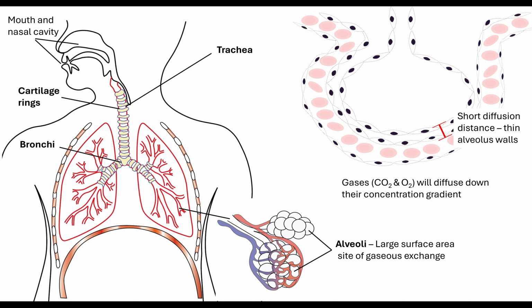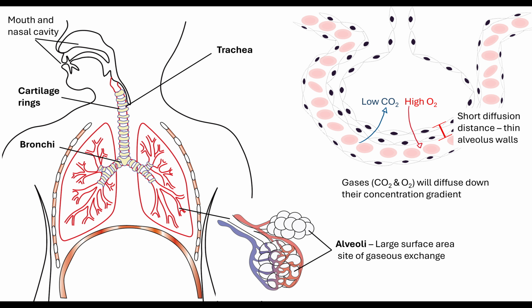Gases like carbon dioxide and oxygen are going to diffuse down their concentration gradient. So the high oxygen concentration will diffuse, the molecule will diffuse into the blood capillary down its concentration gradient. With regards to carbon dioxide, it will also diffuse from where it's at a higher concentration in the blood capillary to where there's a lower concentration in the alveolus.